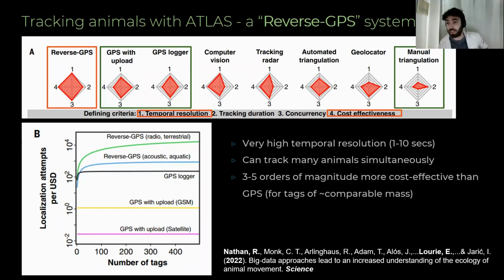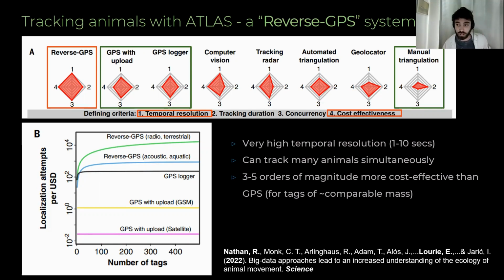And so we deem it also not super cost effective, not because it's not cheap, because the technology is cheap, but because you can't really get a lot of data from each US dollar that you invest. On the other end, there's the GPS logger and GPS with uploads. So the GPS logger just stores information and it gives us much better temporal resolution. It's also relatively cost effective, even though they cost a lot.